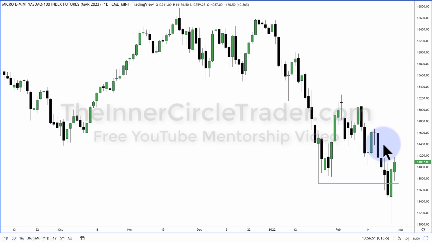It also could reach up into this little area right here because there's a fair value gap there. Just like we had it here and filled in, it can go right up into this, go right up there, and then still resume going lower. It might need to go up into that.